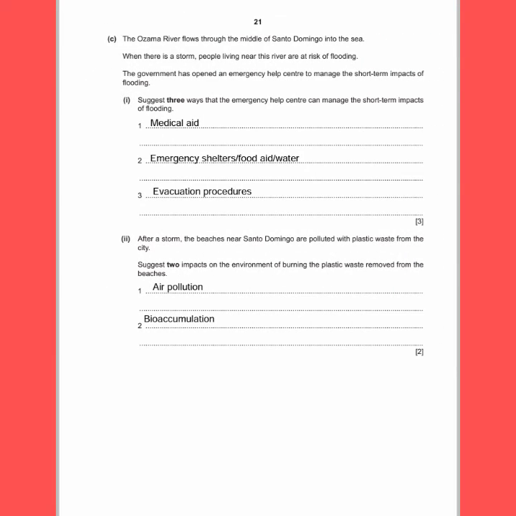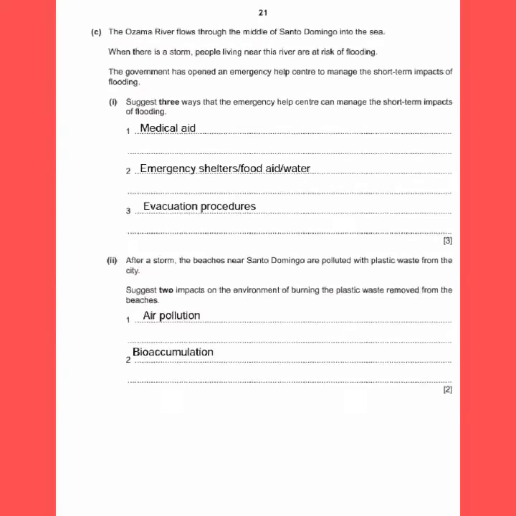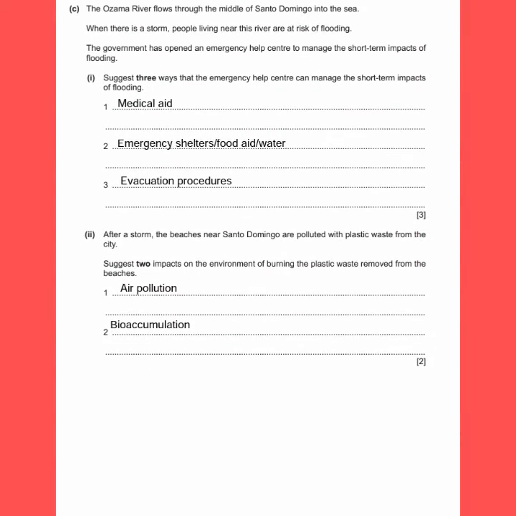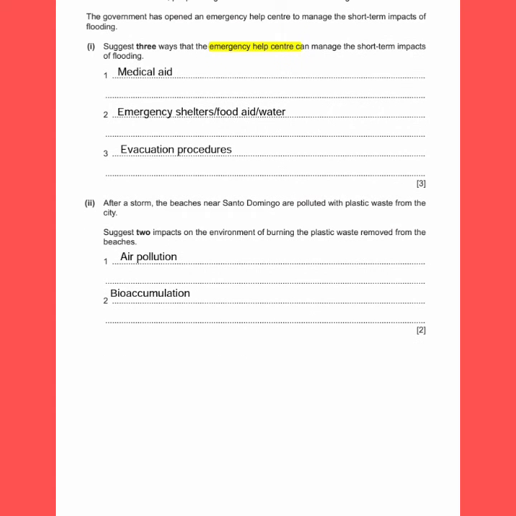Then the Ozama River flows through the middle of Santo Domingo into the sea. When there is a storm, people living near this river are at risk of flooding. The government has opened an emergency help center to manage the short-term impacts of flooding. So suggest 3 ways that the emergency help center can manage the short-term impacts of flooding. Okay, so what are they talking about? They're talking about the emergency help center, right? So what can the emergency help center do in terms of managing the short-term impacts, right? So of course it can provide medical aid, for short-term impacts which are going to occur at that moment of flooding. Okay, so you will have injuries, you will have casualties. Okay, displaced people. So you should have emergency shelters, food aid, water, medical aid, and carry out evacuation procedures.